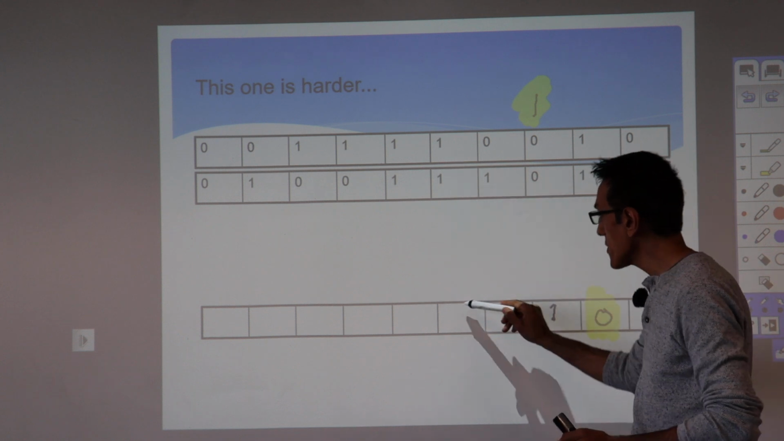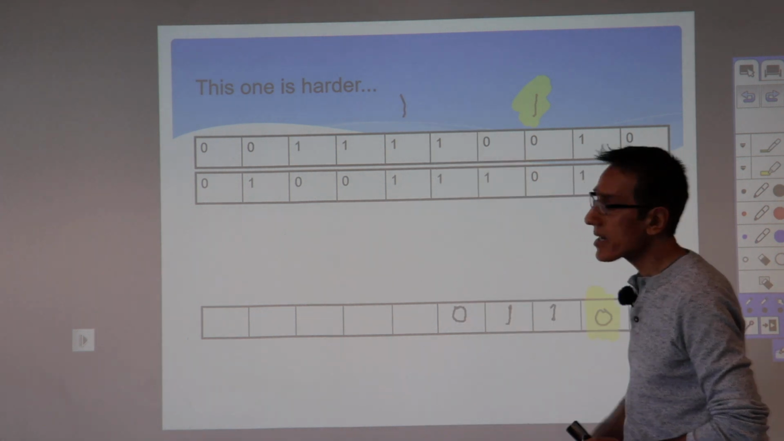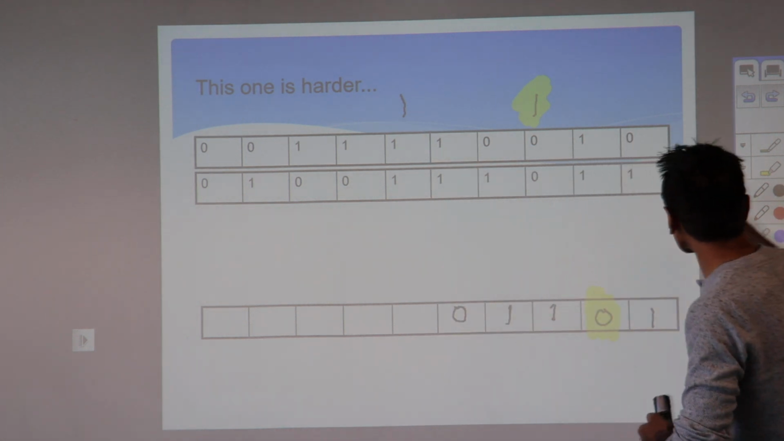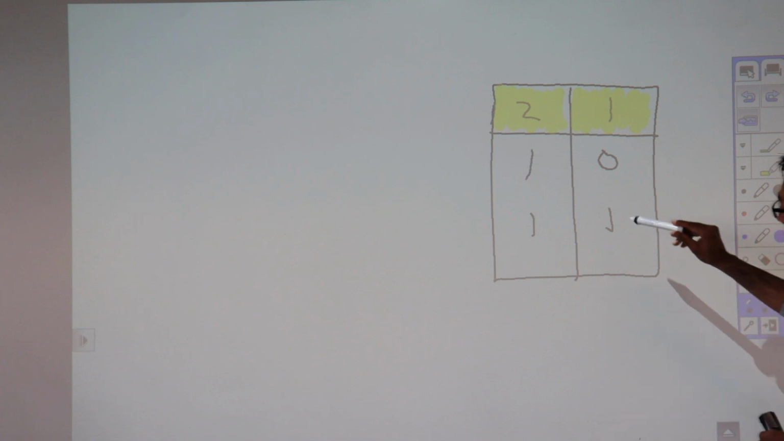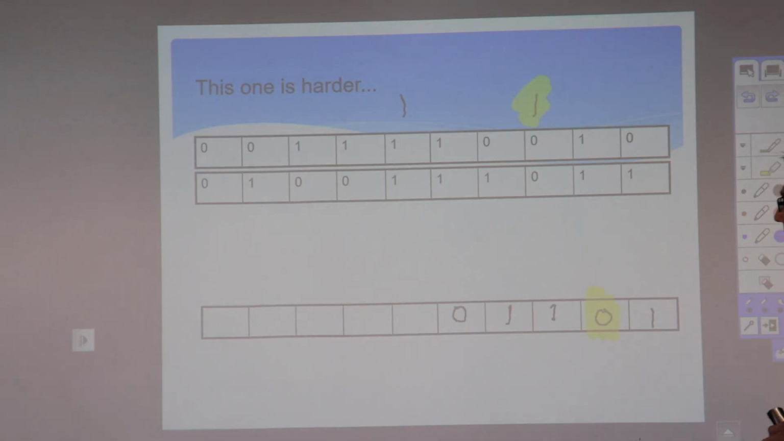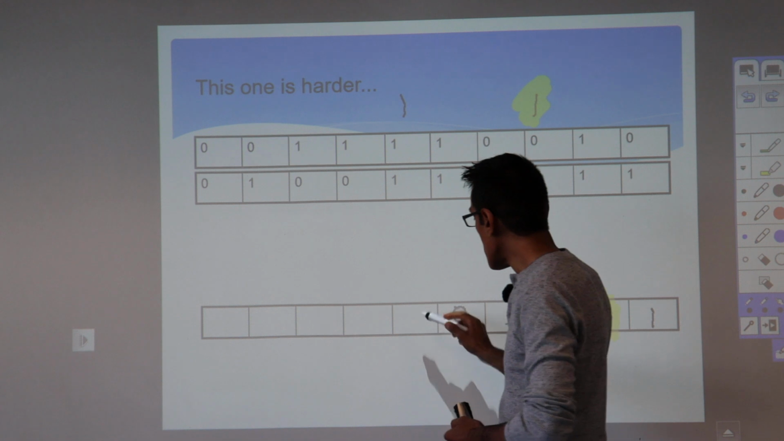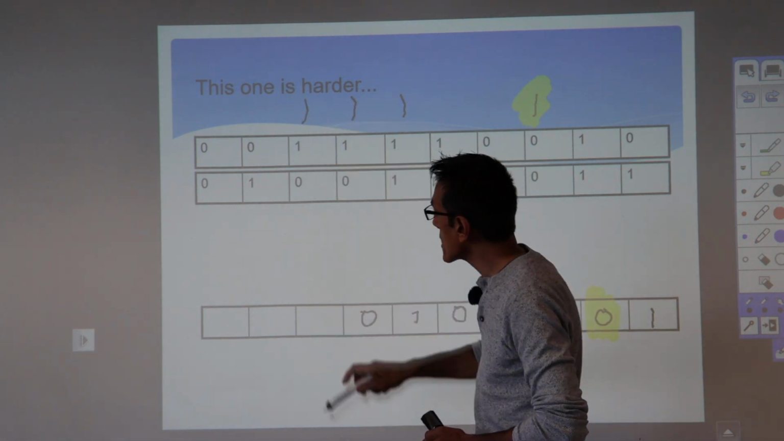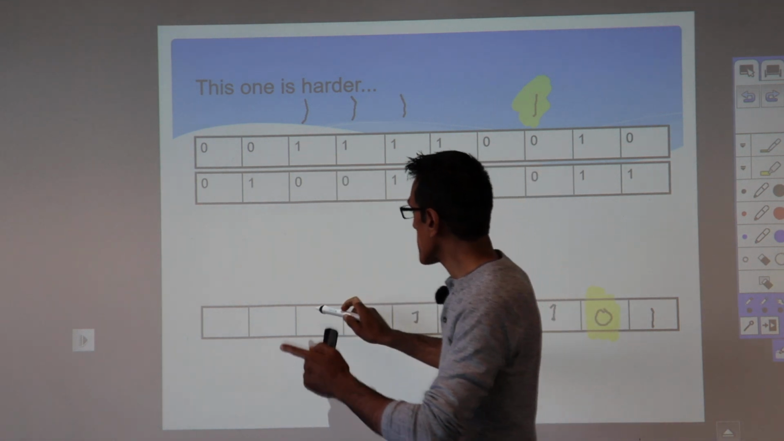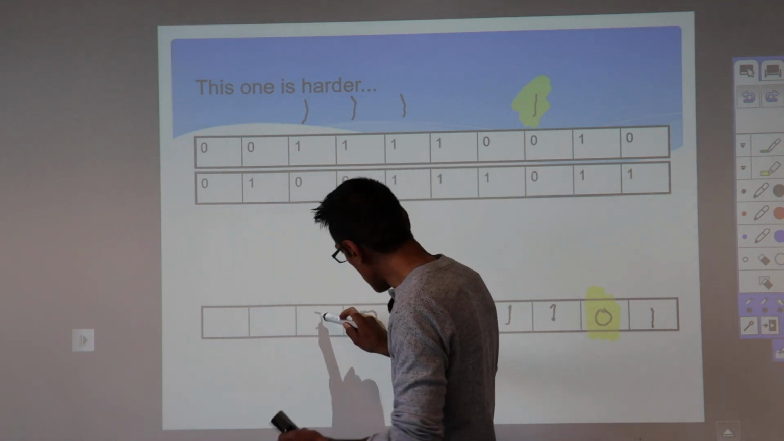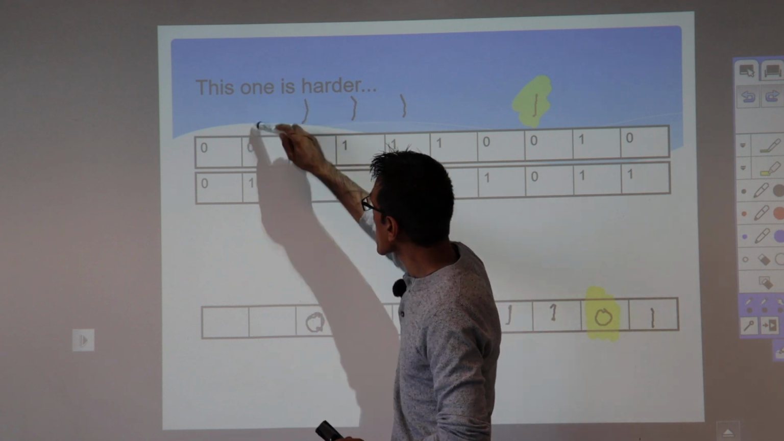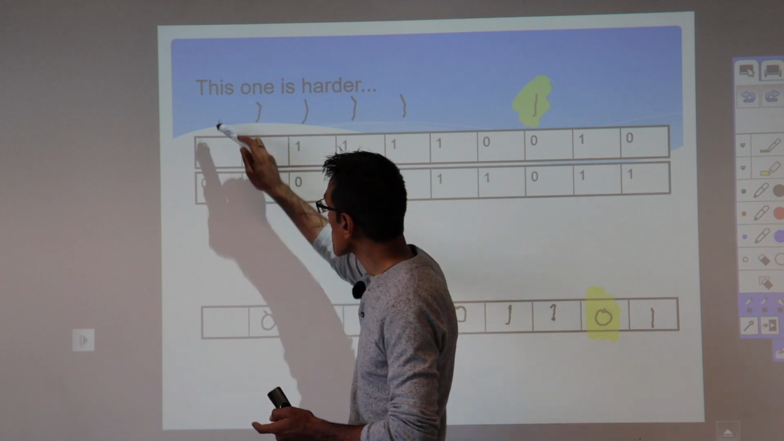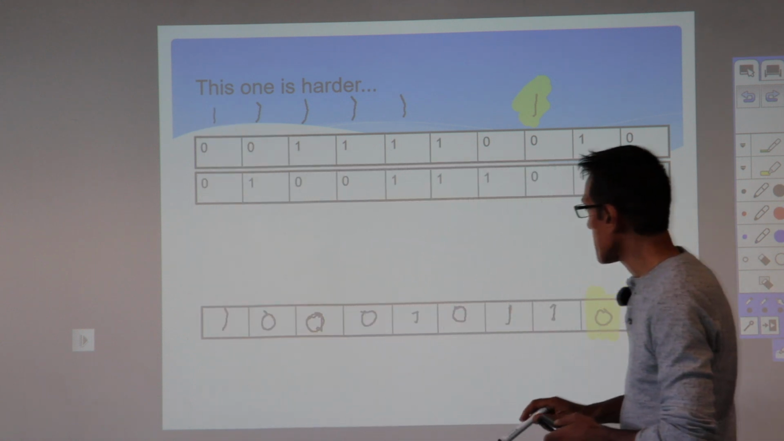1 plus 1 is 2, which is 0 carry 1. Now, here we go. 1 plus 1 plus 1 is 3. How do you represent a 3? 3 is a 1 carry 1. 1 plus 1 is 2, which is 0 carry 1. 1 plus 1 is 2, which is a 0 carry 1, and a 1.